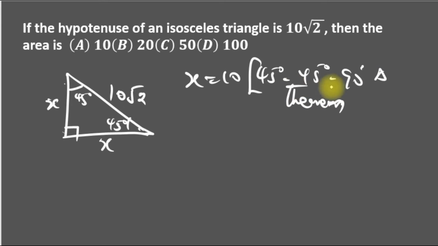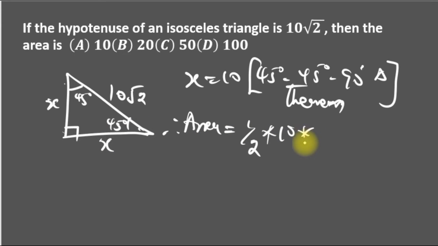So you don't need to waste your time. The theory is very simple. If you have a 45, 45, 90 triangle, the sides opposite the 45 are each x, while the one opposite the 90 degrees is x√2. So from this you see that x is 10. Therefore our area, remember, area of any right angle triangle is half times the legs. So the legs are 10 and 10. So the answer is 50.